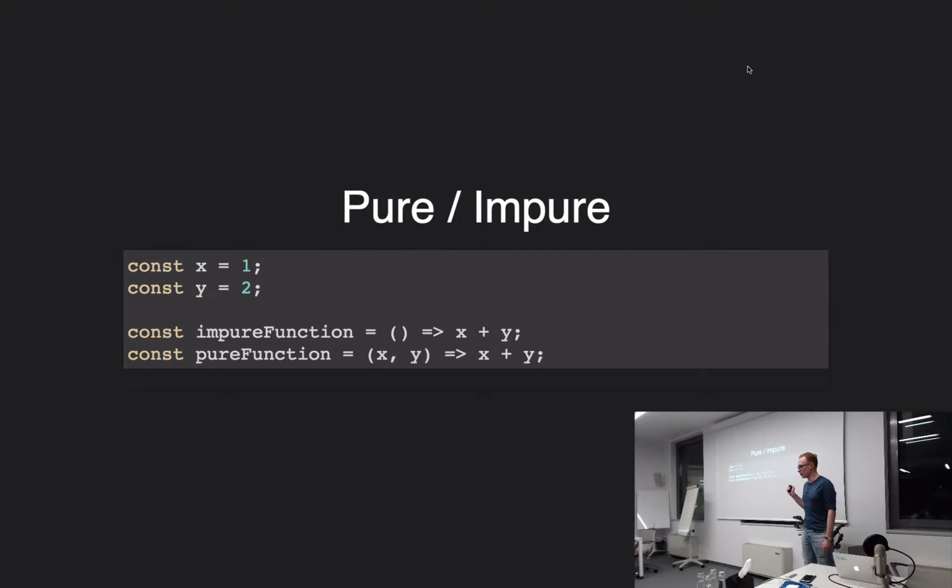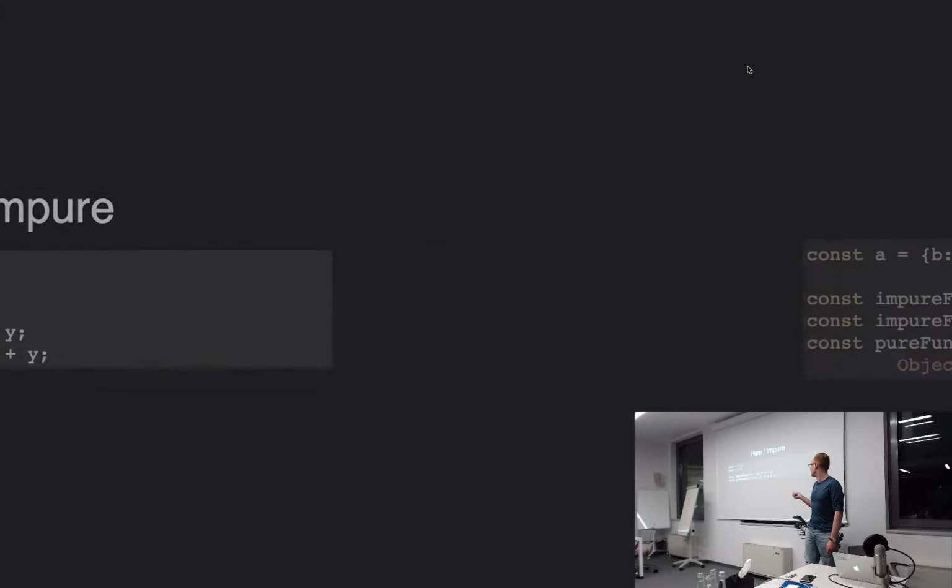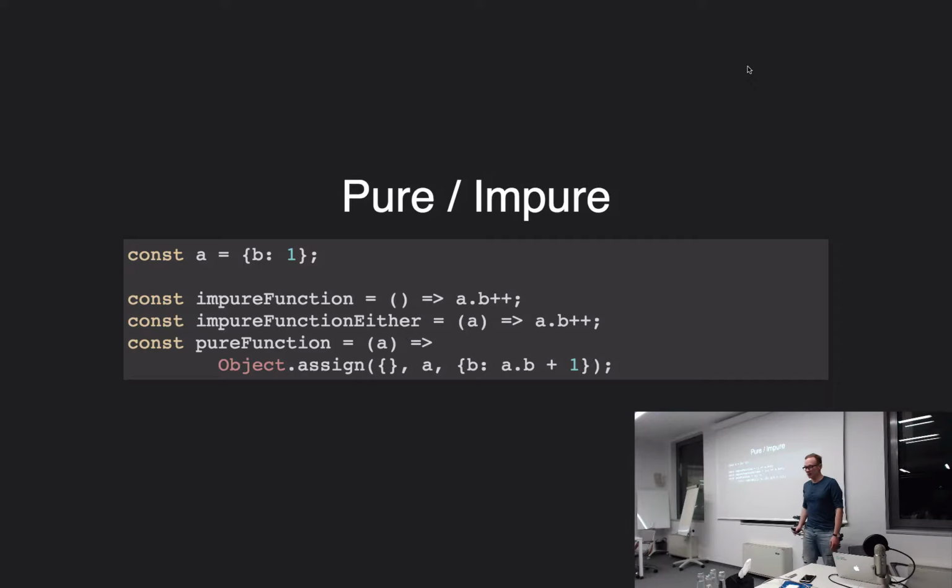First one is pure and impure functions. Here are two examples, pretty simple. The first one is an impure function because it uses arguments outside it. And the second one is a pure function because we passed arguments inside, we did some manipulations with them, and we returned them. Also, impure functions may mutate arguments outside, like here.